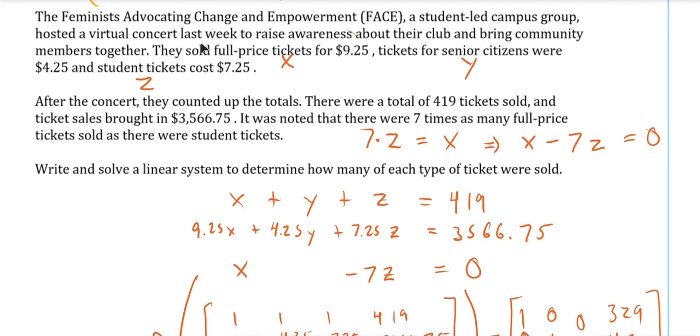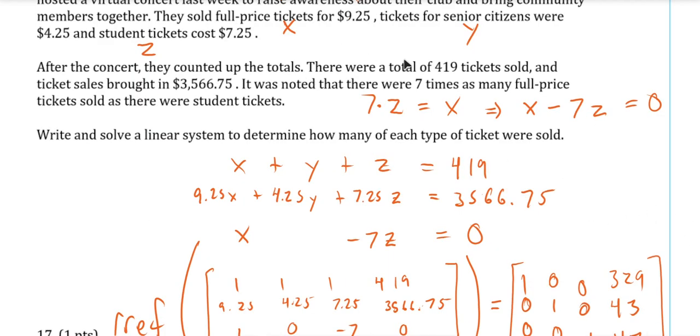All right, let's do some word problems here. We can see that we're talking about a certain sum of ticket sales where we got a certain amount of money from selling a certain number of tickets, which each had 3 different prices. One for full price, one for seniors, and one for student tickets, which I'm going to call the number sold x, y, and z respectively. They also told us that there were 7 times as many full price tickets as there were student tickets. So if I take the number of student tickets and I multiply it by 7, I'll get the number of full price tickets sold. So that gives me an equation.